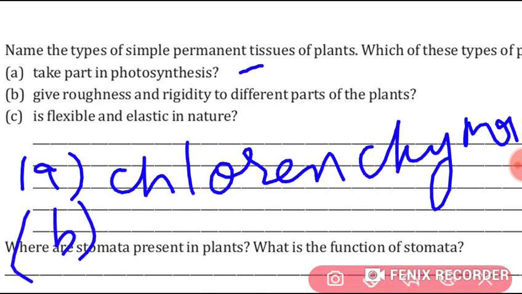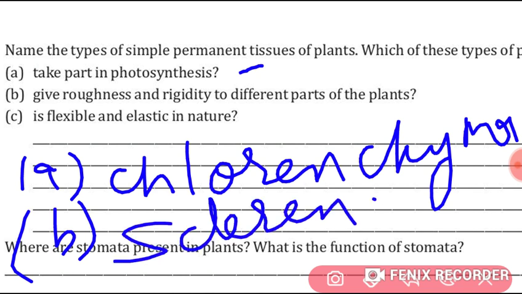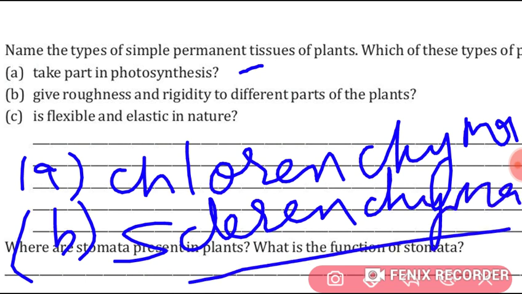Second is what question? Give roughness and rigidity to different parts of the plant. Students, answer is sclerenchyma. Then from the question you have to write, give roughness and rigidity to different parts of the plants.